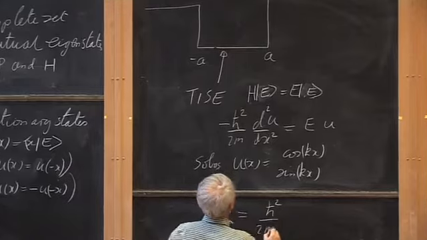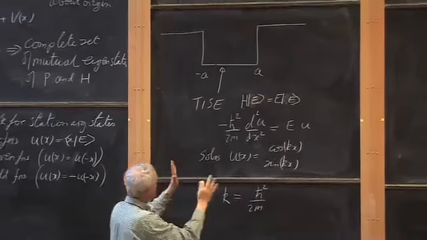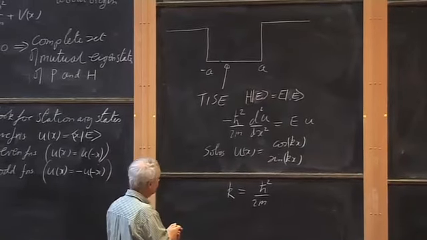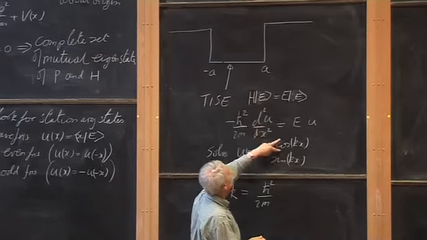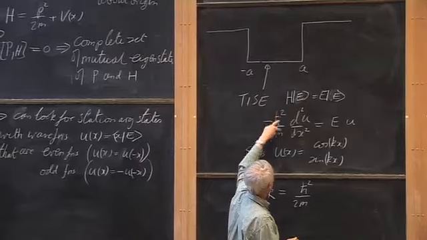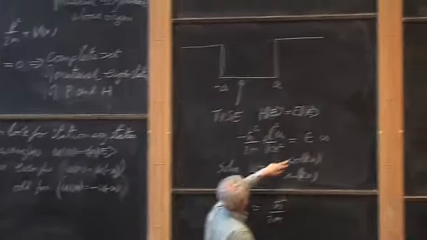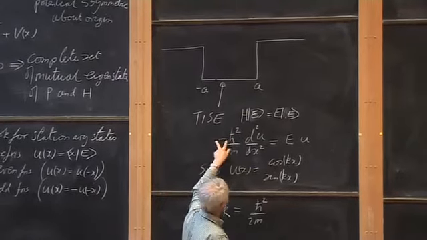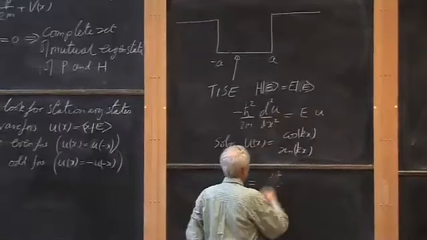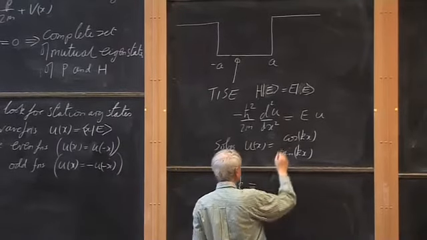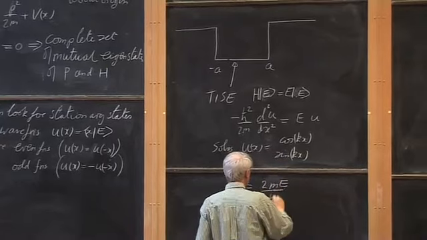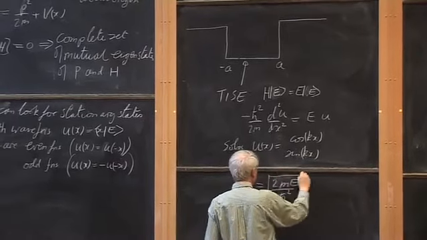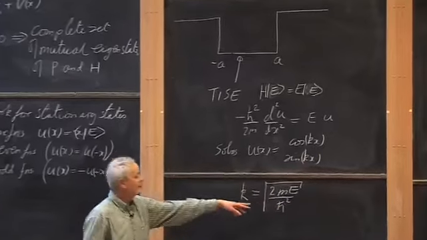No, this is wrong. Sorry, I got this the wrong way up. Sorry, the double derivative is here. So when we double differentiate, we'll get minus h bar squared k squared over 2m. We'll get a minus coming from the differentiation, which will cancel this, and we will have that k squared is equal to 2me over h bar squared. Square root, well, k is that.